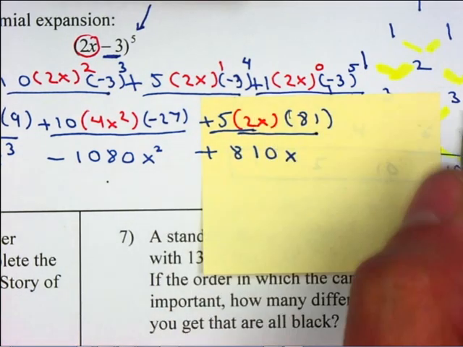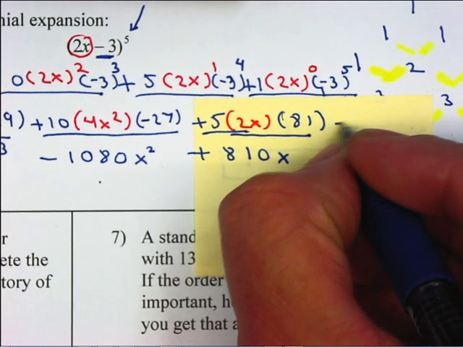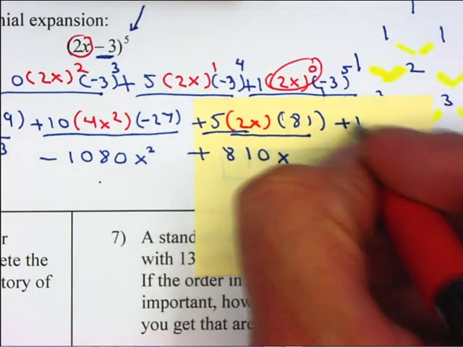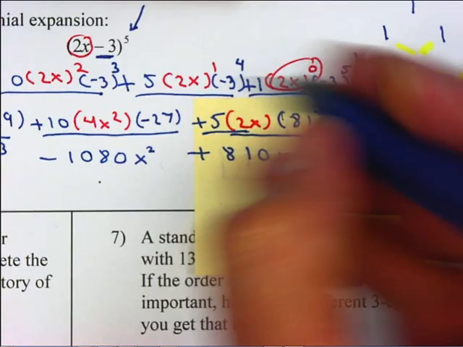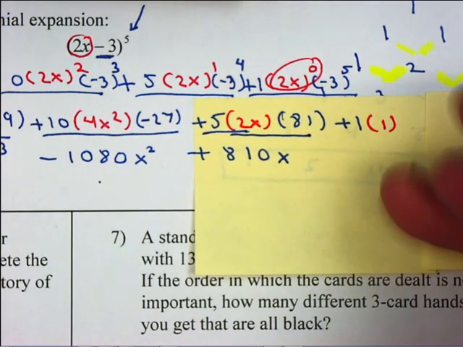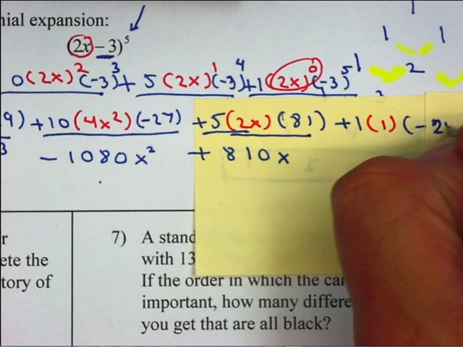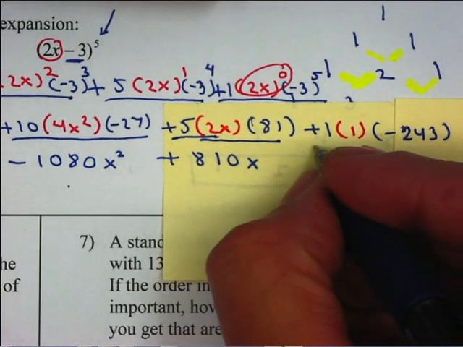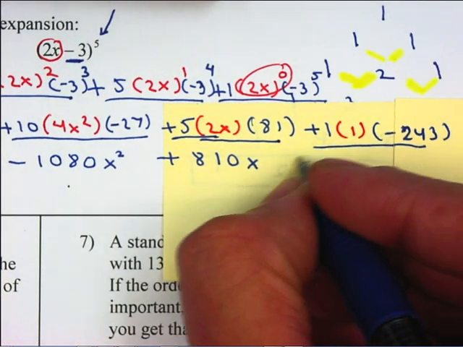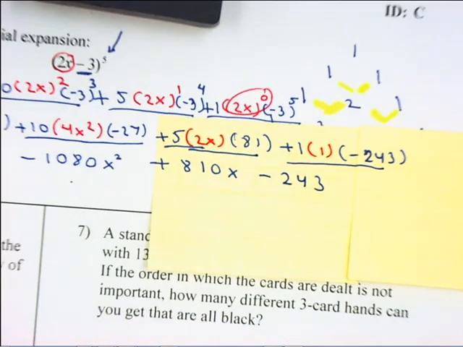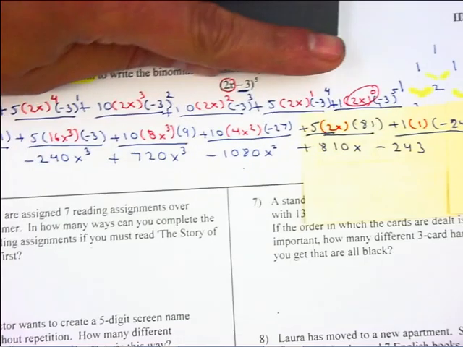Last, I'm going to simplify the last term. So it gives me positive 1. 2x to the 0. Remember, anything to the 0 power will give you 1. And negative 3 to the 5th power will be negative 3 times negative 3 times negative 3 times negative 3 times negative 3, which will be negative 243. Multiply all three numbers together, so it gives you negative 243. And that will be your answer. This will be your binomial expansion.